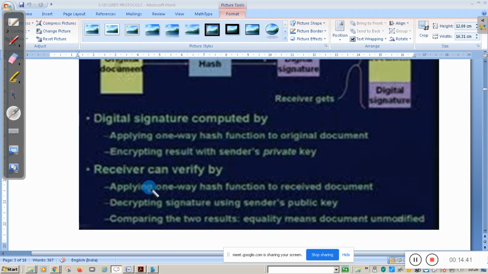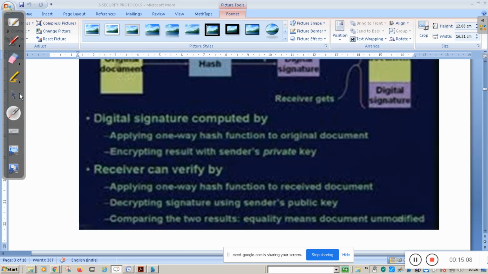Receiver can verify this by applying one-way hash function to the received document. So what receiver will do? Receiver will apply one-way hash function to the received document, decrypt the signature using sender's public key, and will compare the two results. That means equality means the document is unmodified. He will compare it for whether the document is unmodified or not.